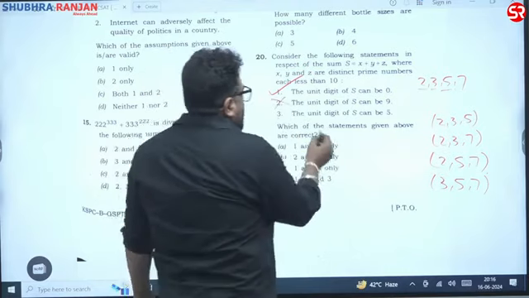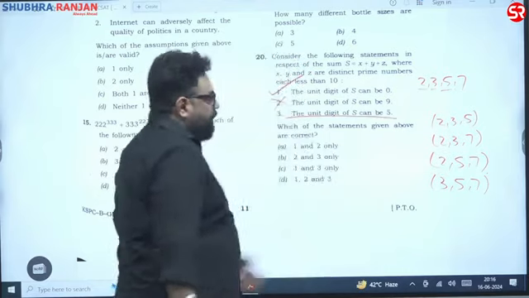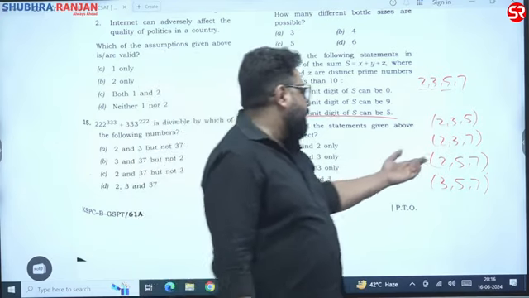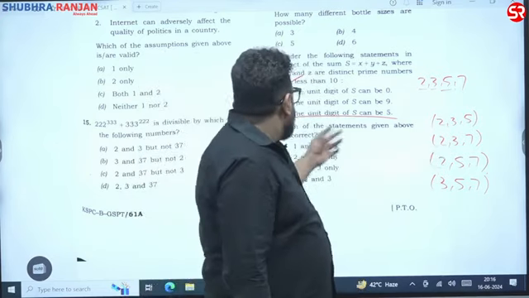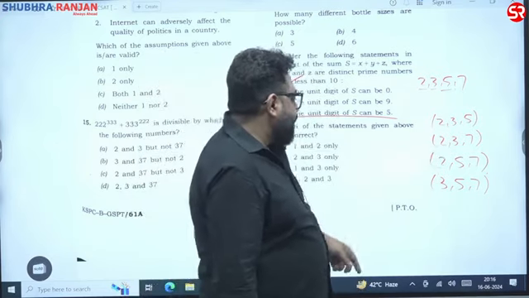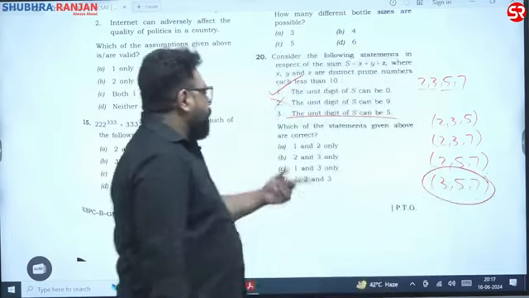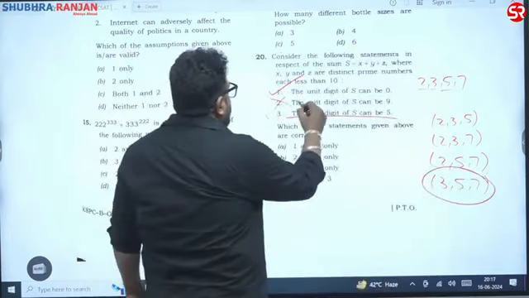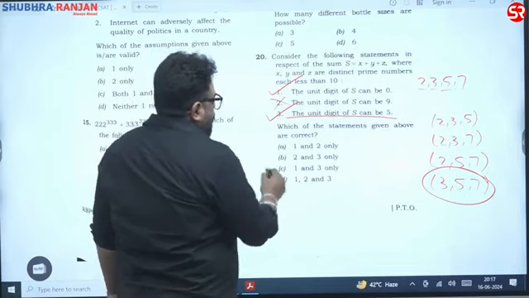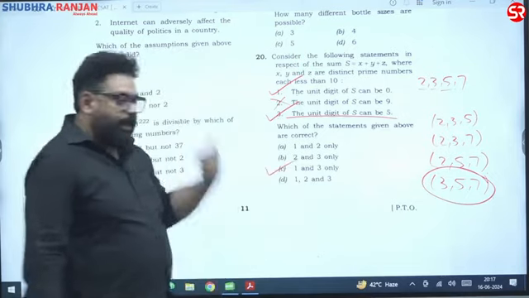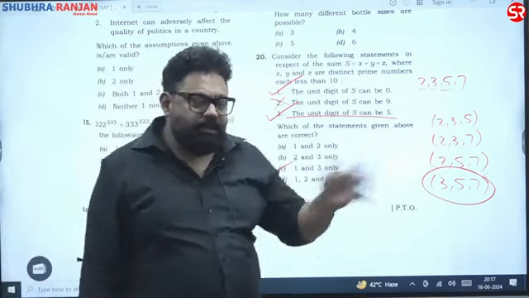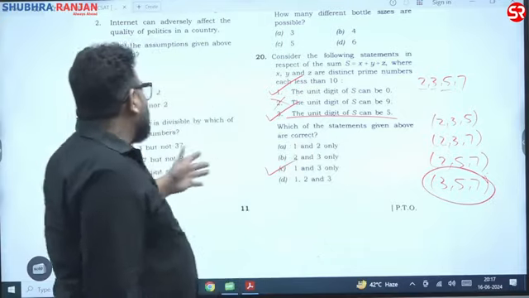Then unit digit can be 5. Yes, unit digit 5 is actually there, right? If you check out, the unit digit of S is 5. If you see this, 3 plus 5 plus 7 comes out to be 15, unit digit is 5. So this is also possible. So 1 and 3 is okay. All right. So done. Over. Not at all a trouble, right?